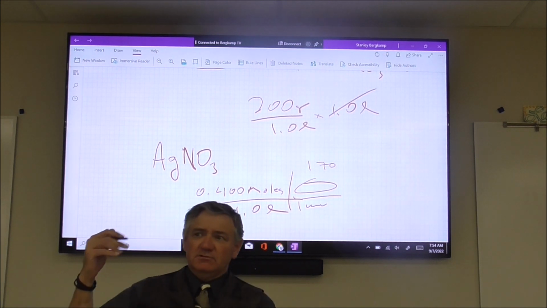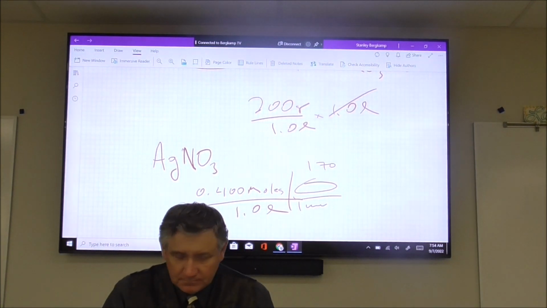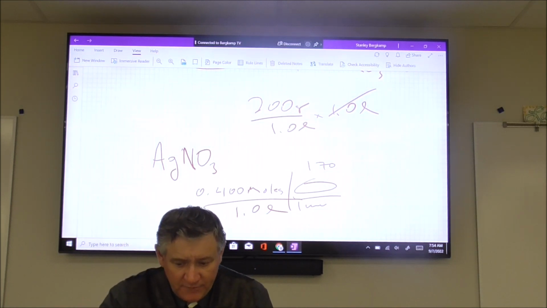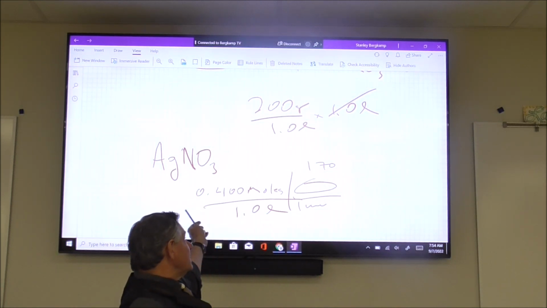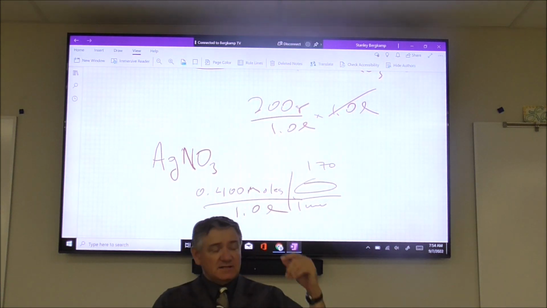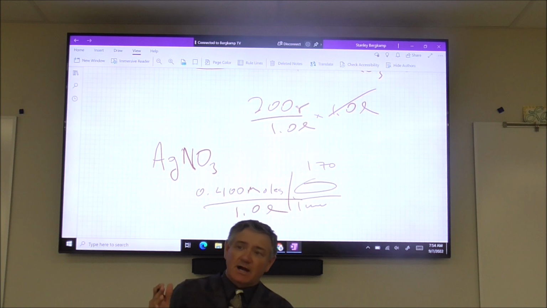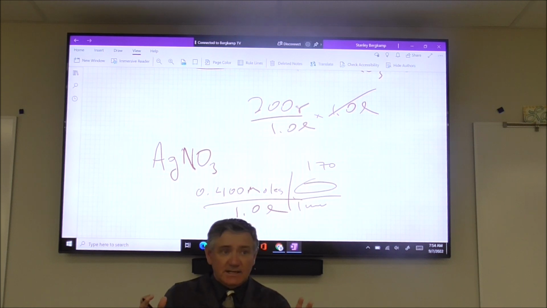Now, if you stop right now, you would know how many grams, if you take 0.4 times 170, that's how many grams you would need to mix up an entire liter. That's how many grams you need for an entire liter. But you don't need an entire liter of this thing, okay? You only need 0.4 liters.